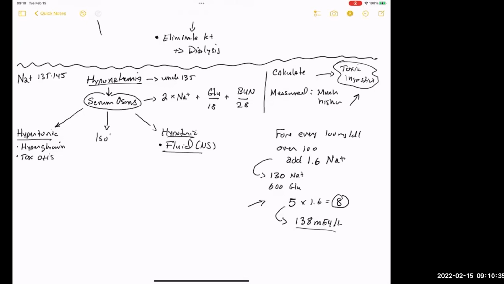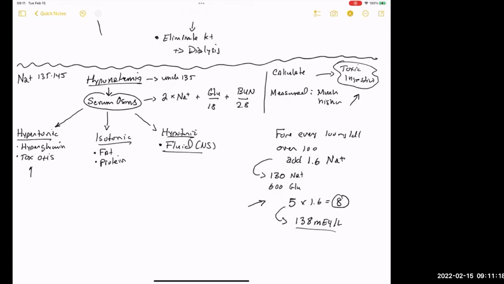And I should say, I'll just point this out. There is also something called isotonic hyponatremia, where the serum osmolality is normal. And this tends to be a false reading. This tends to just be caused by excessive fat and excessive protein content in the blood. So if somebody has super high lipids, right? The triglycerides are super high, that can cause a falsely low reading. So hypertonic and hypotonic are the situations where we need treatment.